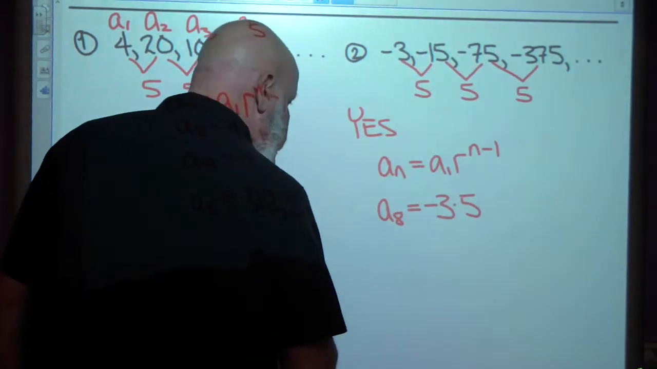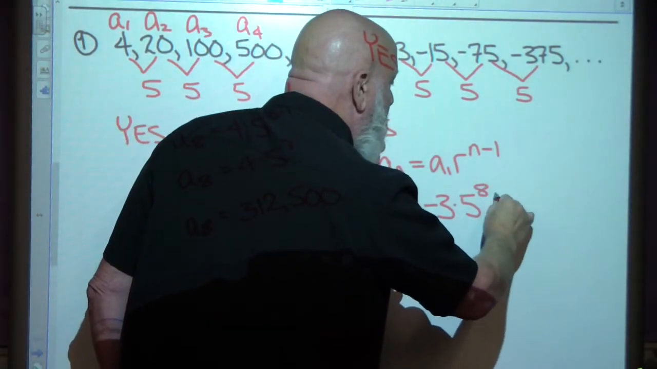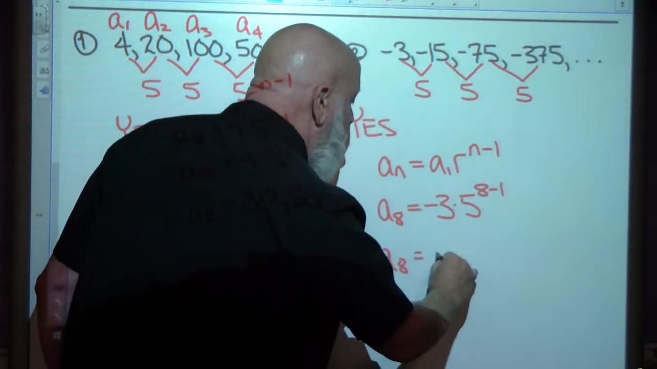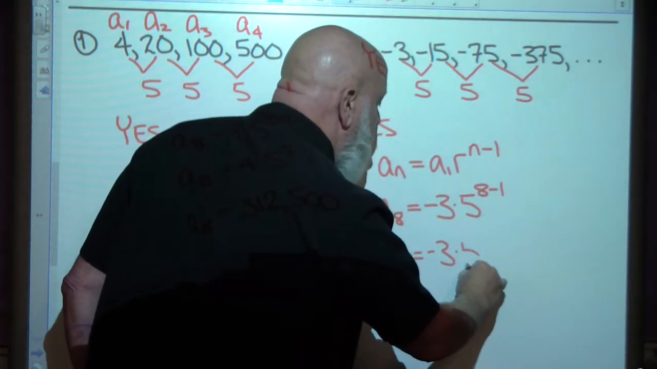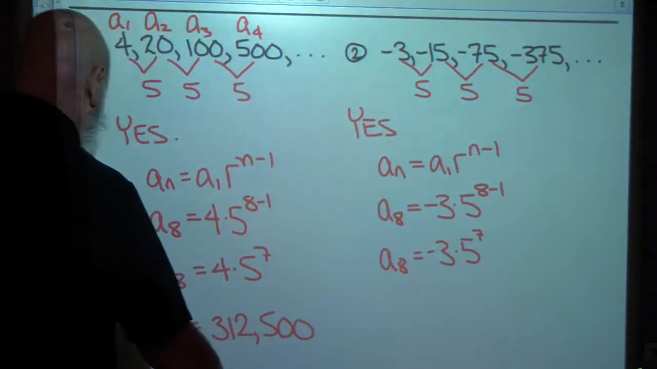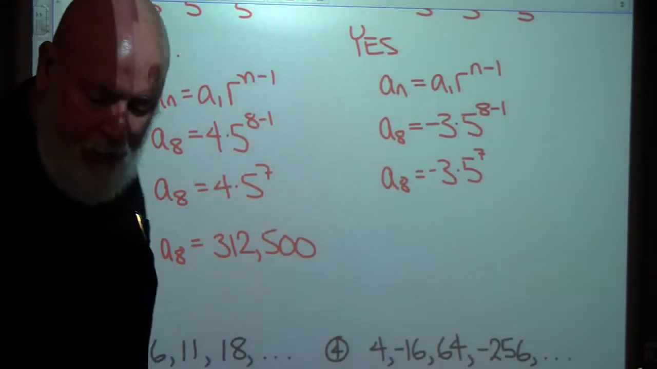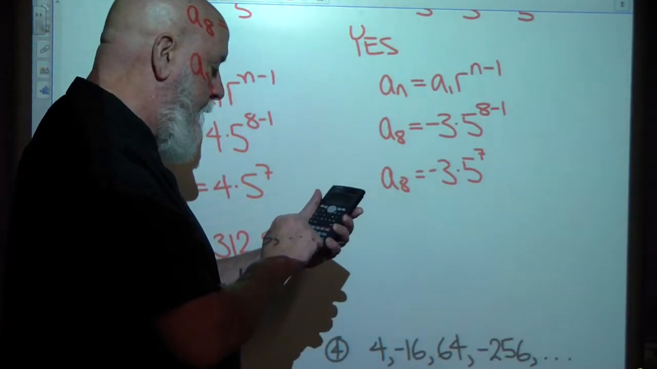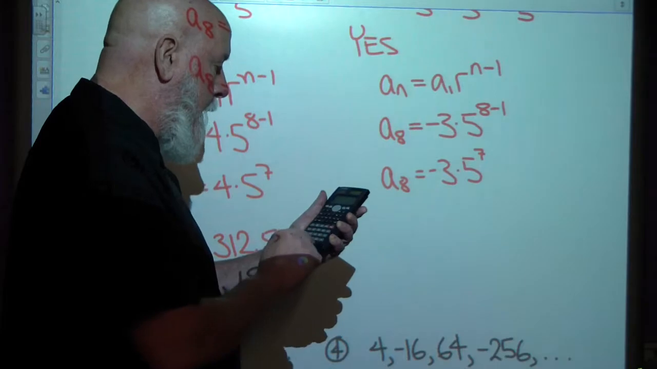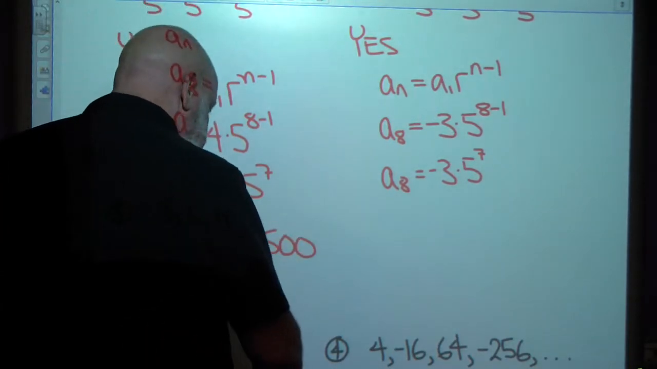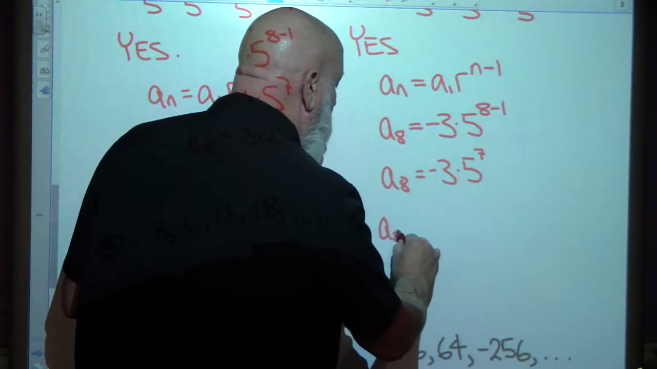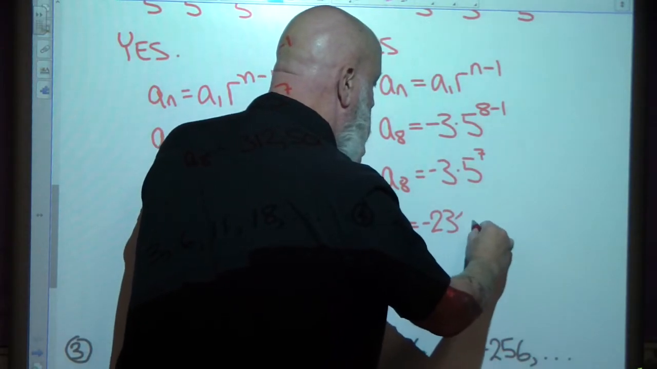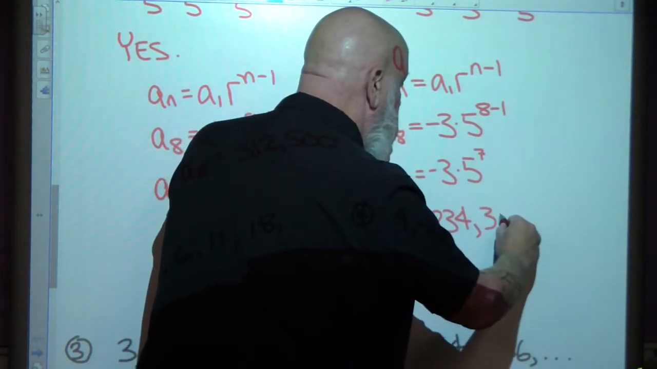Clean that up a little bit. N is 8. The 8th term is what we're looking for, 8 minus 1. So again, that will be a sub 8 is equal to negative 3 times 5 to the 7th. Alrighty, and we'll perform those operations with our calculator. And we get negative 234,375.